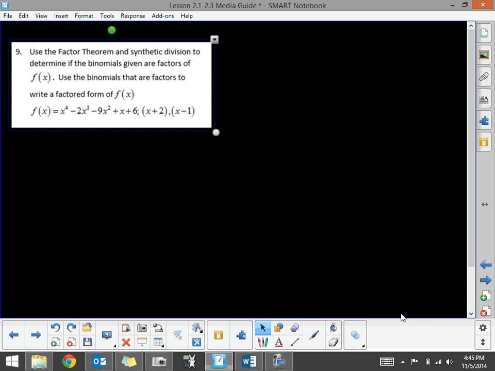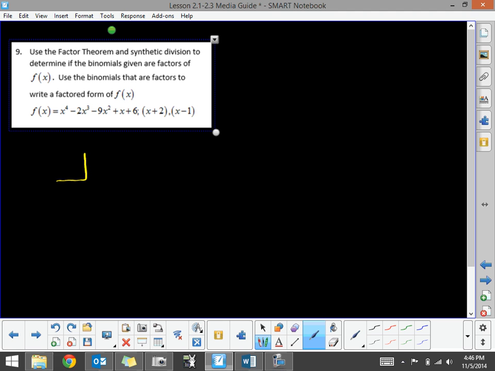Number 9, we're supposed to use the factor theorem and synthetic division to determine if the binomials given are factors of f(x). If they are, use those binomials that are factors to rewrite it in factored form. So again, we're using our factor theorem that says if we get a remainder of 0, it is a factor, and if it is a factor, then we should be able to write it in factored form.